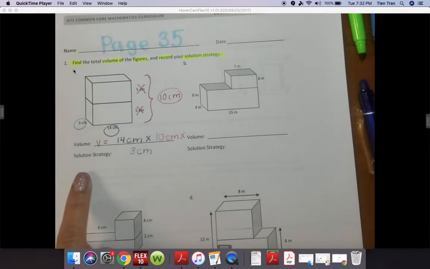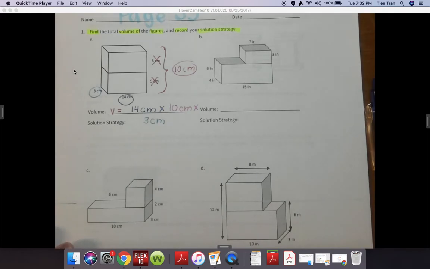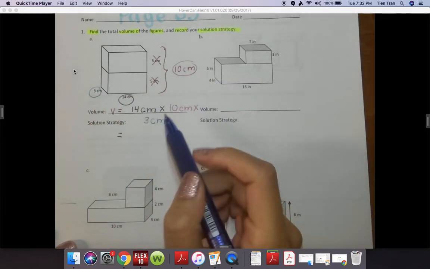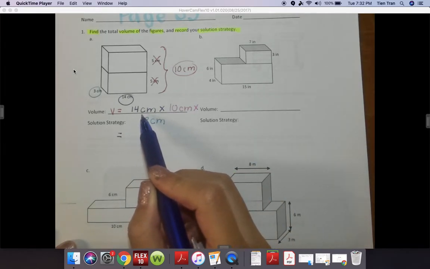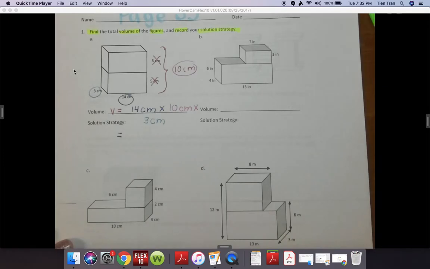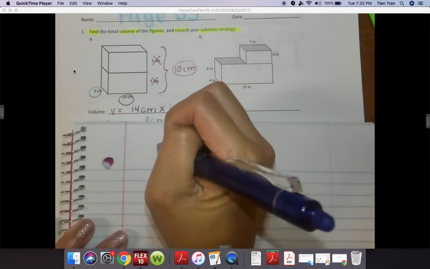So now it asks me, what is my solution strategy? What they're asking you to do is to explain. So when I explain something, I'm going to write in a sentence. So I'm going to explain what I did, but I'm going to solve for this first. I know that 14 times 10 is going to give me 140 centimeters. Okay, so I'm going to write that and show you guys how I did that.